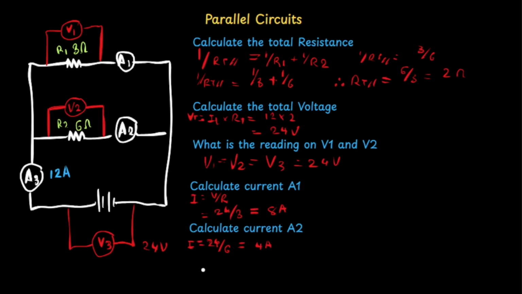We know that the total current in this circuit is equal to the sum of the currents in the branches. So A3 is equal to A1 plus A2. Simplifying and manipulating, we can find that A2 is equal to A3 minus A1. Substituting in my values, we would find that A2 is in fact equal to 12 amperes minus 8 amperes, which is equal to 4 amperes. We use two different methods to obtain the exact same answer.